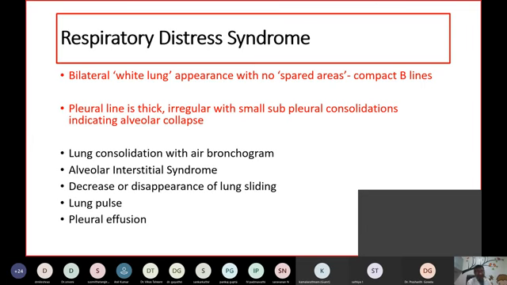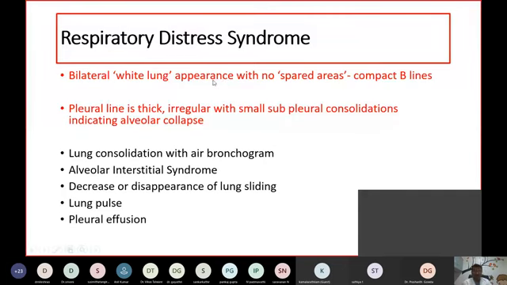Apart from that, as I said, again RDS is alveolar syndrome. So you can see a lot of other patterns. You can see consolidations with air bronchogram. You will see interstitial syndrome. You will see decreased or absent sliding. As I told, any inflammation is going to make pleurae stuck together, and in that condition there can be absent or diminished lung sliding. So in RDS also you may see absent or diminished lung sliding, lung pulse as in pneumonia, and you can see associated effusions. So these two things are very important: bilateral white lung appearance, irregular thick pleura, and small subpleural consolidations.